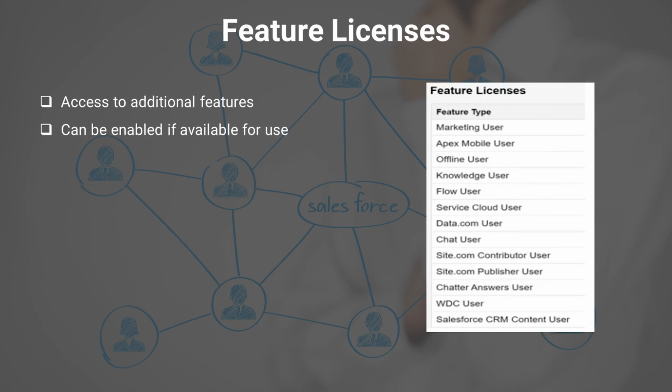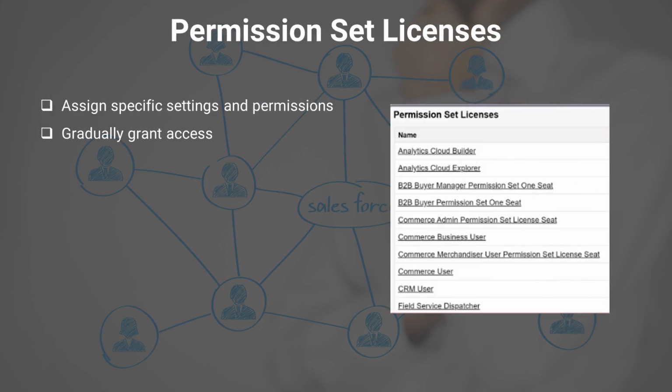Feature licenses. Feature licenses entitle users to access additional features not included with their user license. For example, the Marketing User, Salesforce CRM Content User, and so forth. Feature licenses can be enabled for each user if available. So you'll need to check the list of feature licenses for use through their status, total allocation, the number used, and number remaining.